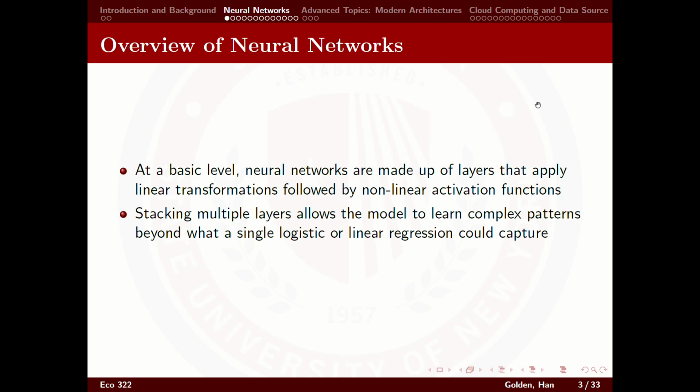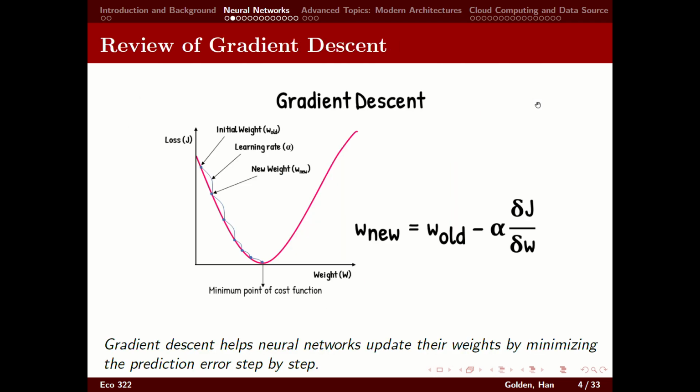At a basic level, neural networks are made of layers that apply linear transformations followed by nonlinear activation functions. Stacking multiple layers allows the model to learn complex patterns beyond what a single logistic or linear regression could capture.